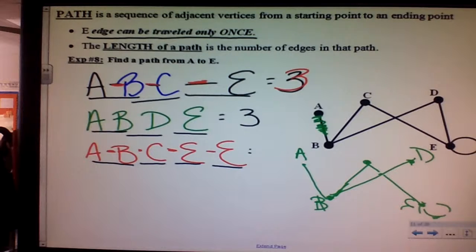No, the loop on E doesn't matter because E would still be connected to C. And if I get rid of this loop here, it doesn't matter because everything's still connected to one. So again, when you're trying to figure out what is a bridge, you can only take away one edge at a time.